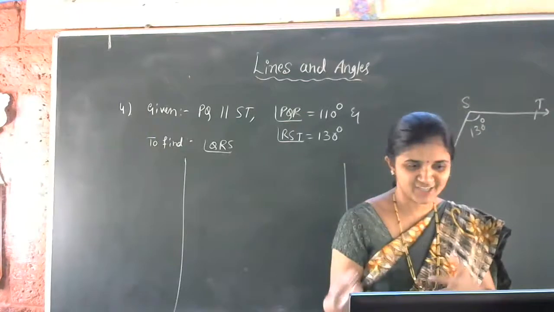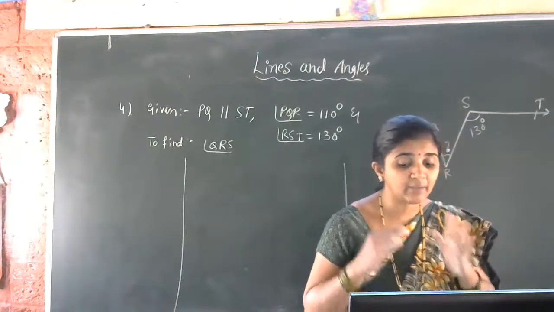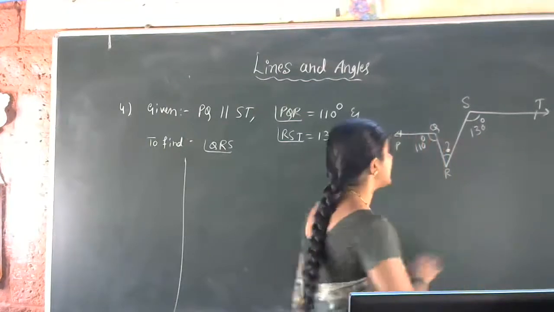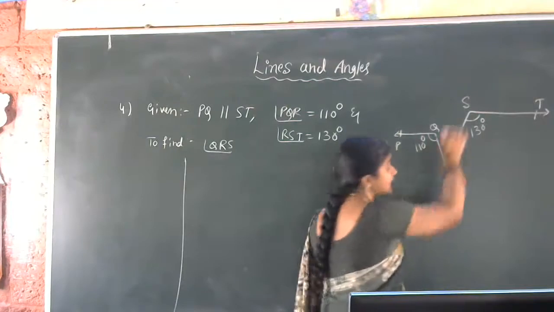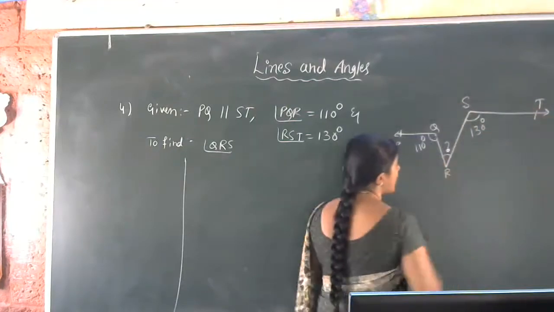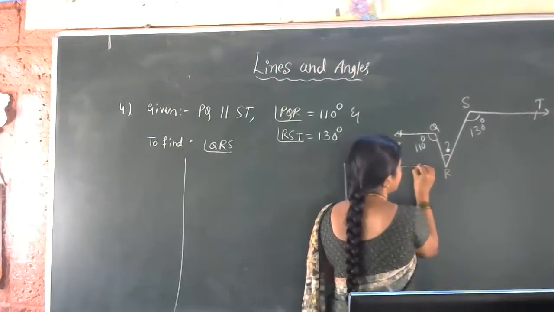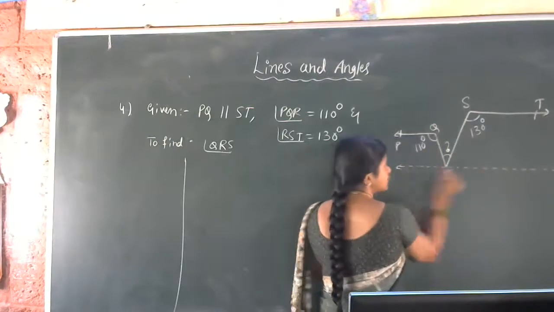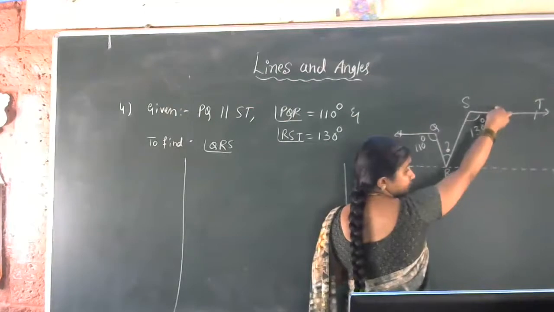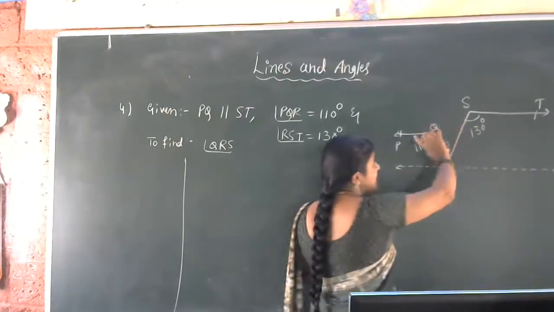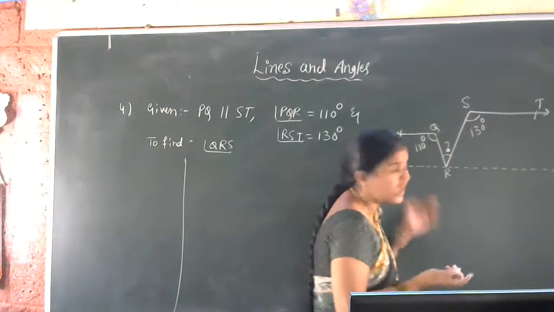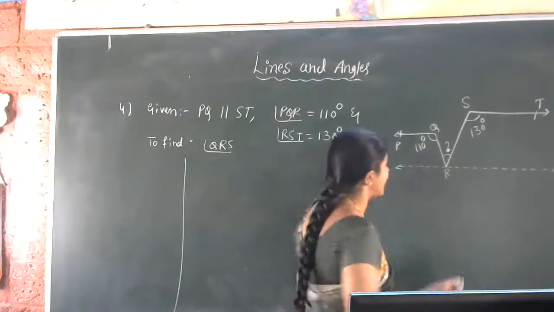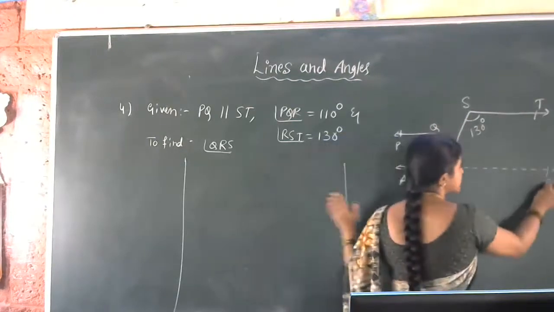The hint is to draw a line parallel to ST through point R. We have to draw one line that is parallel to the ST line through point R. I'll complete this from here only. Through point R, we took one line that is parallel to ST. If this line is parallel to ST, and PQ is parallel to ST, then this line is parallel to PQ also, right? Let us take this new line as AB.